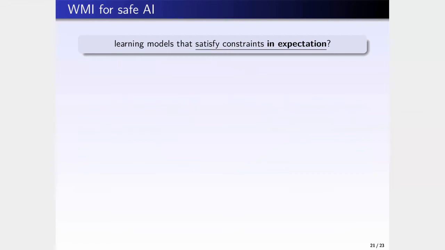Learning constraints in expectation. So what we would like to do is basically have a hybrid semantic loss. So the weighted model integration equivalent of the semantic loss that I showed you earlier.